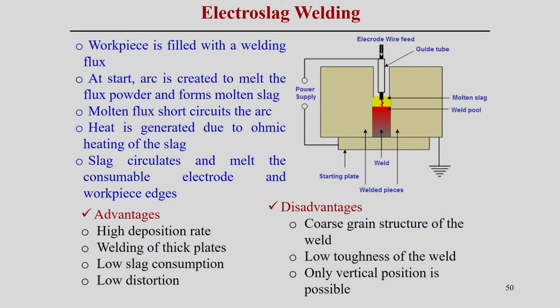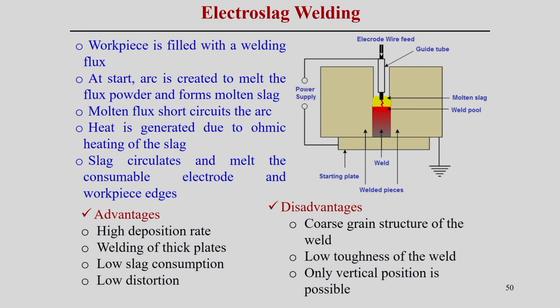Heat is generated, and then the molten slag tries to melt the surrounding material, these two components, then the weld pool is created and it gradually keeps on filling from the bottom to the upper side. So, the slag circulates and melts the consumable electrode and the workpiece edges also. In this case also electrode wire feed is there. The consumable electrode melts and protects the molten slag, and it goes vertically in the upward direction, gradually welding these two components in the big structure.